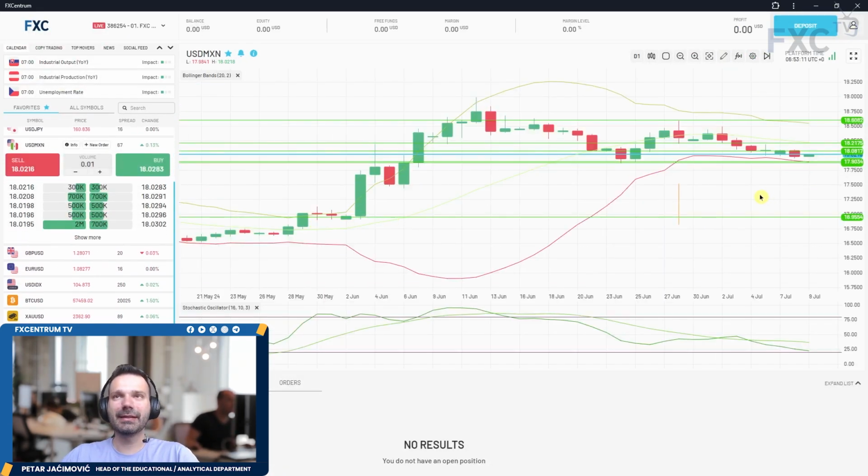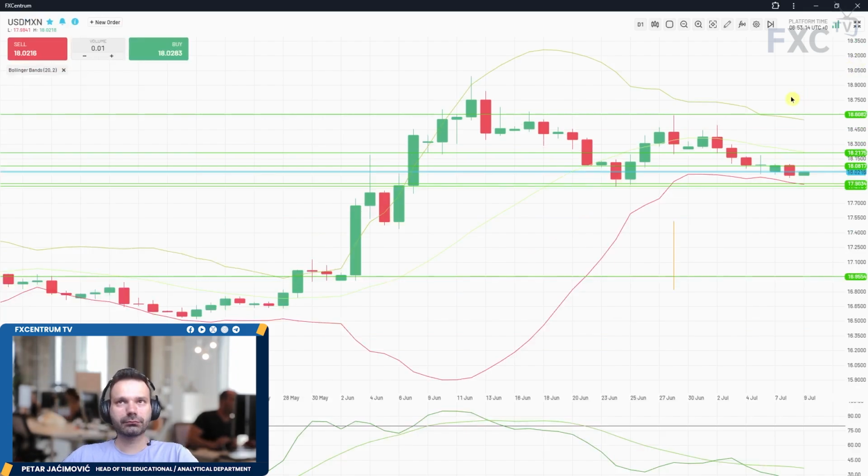Now, dollar Mexican peso, we can see that price is near the support. It's trading around the lower Bollinger Band, so the 17.90 mark is the lower Bollinger Band and the pullback low. I don't see any major breakout in this market.